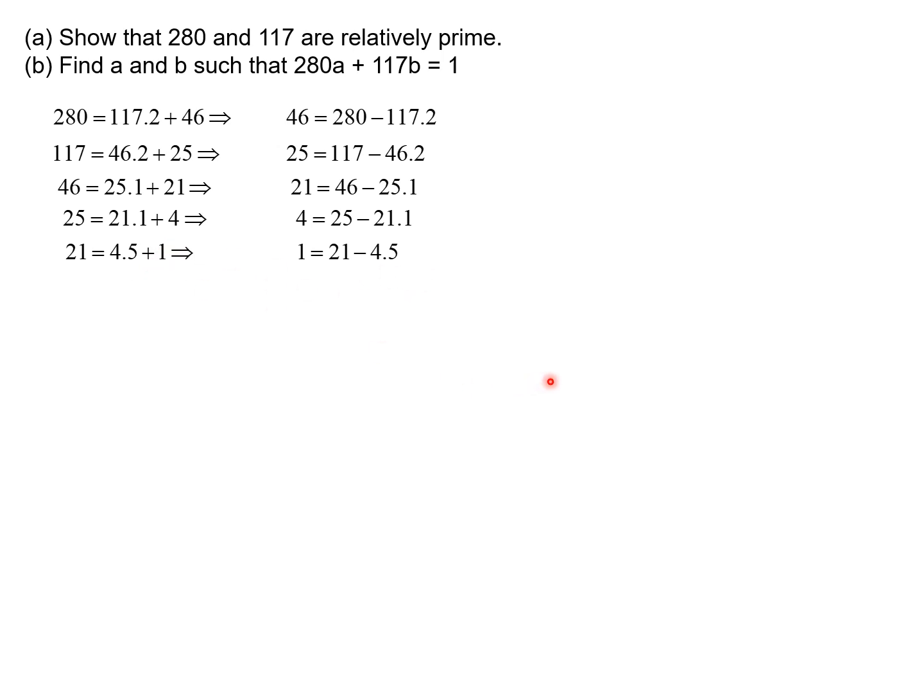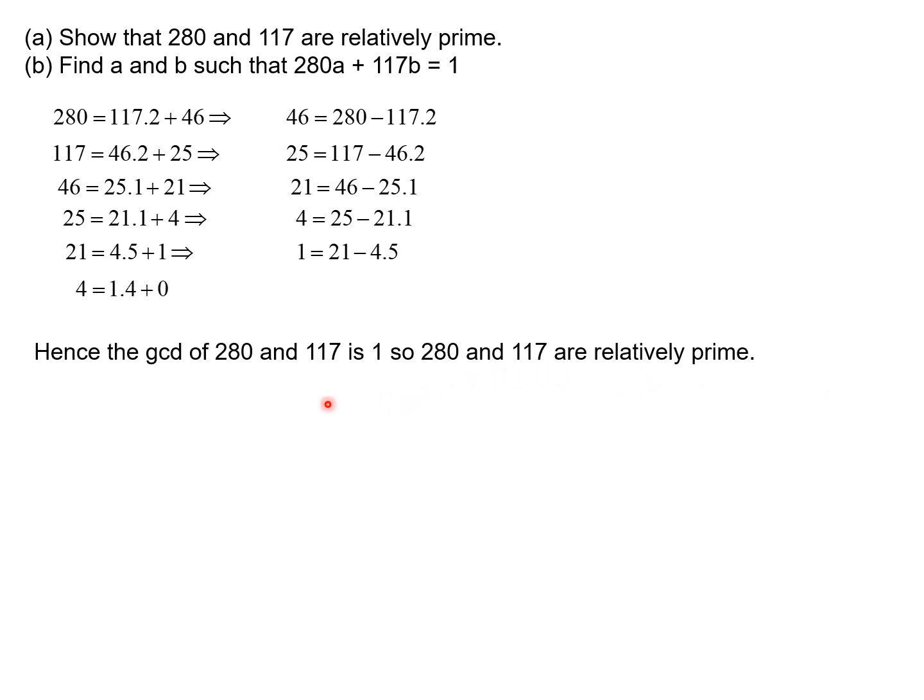So we have actually proven that the greatest common divisor is 1 for 280 and 117. Therefore, these two numbers are relatively prime numbers, yeah? Okay, so this is the conclusion for part A.